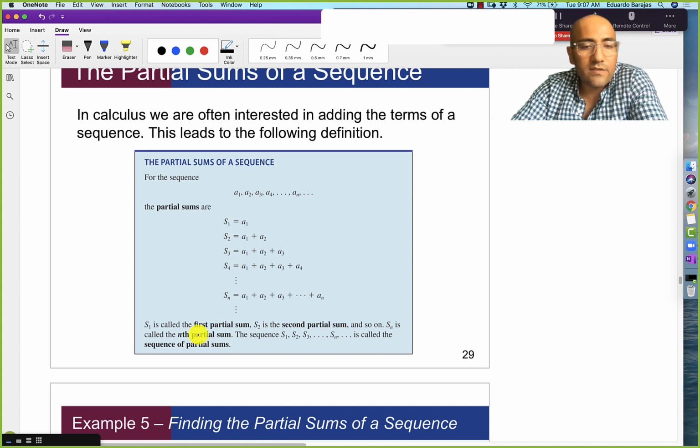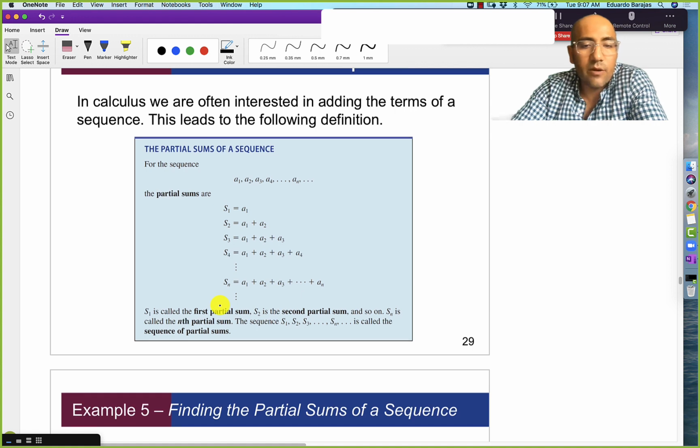Good. So S sub 1 is called the first partial sum, S sub 2 is called the second partial sum, and so on until we get to S sub n, which is called the nth partial sum.